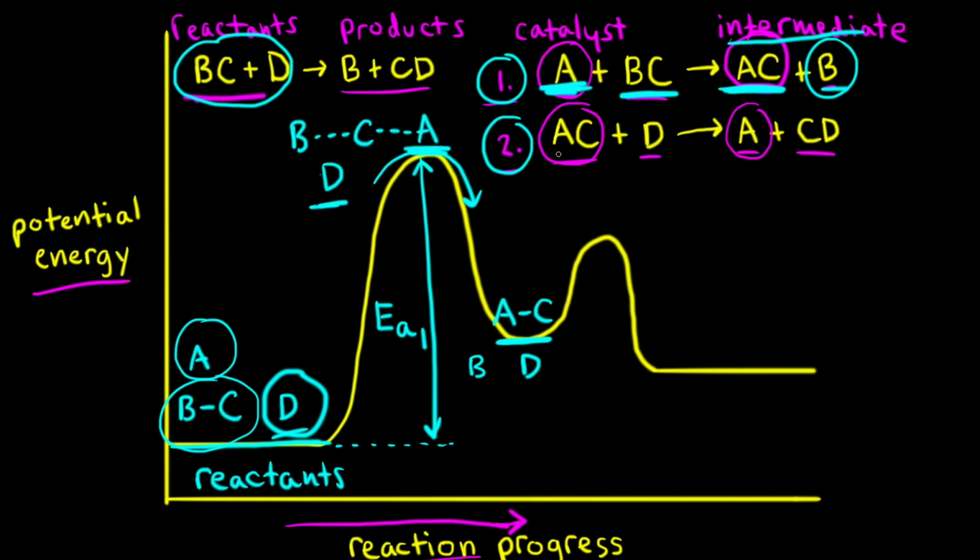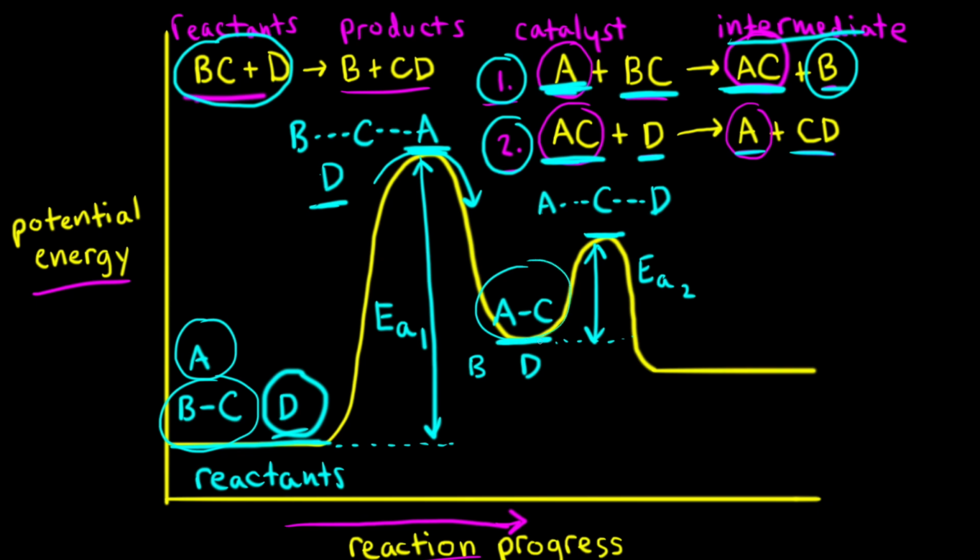Next, we're ready for the second hill, or the second step of our mechanism. In the second step, the intermediate AC reacts with D to form A and CD. So the top of this second hill would be the transition state for this second step. We can show the bond between A and C breaking. At the same time, the bond between C and D is forming. The difference in energy between the energy of the intermediate and the energy of the transition state represents the activation energy for the second step of the mechanism, which we will call EA2.